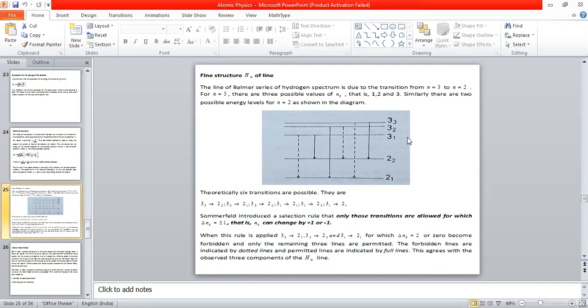If you go to the third transition, 3-2 to 2-1. Third transition is from 3-2 to 2-1. So 2 - 1 is 1, +1 allowed. So therefore this transition is allowed.